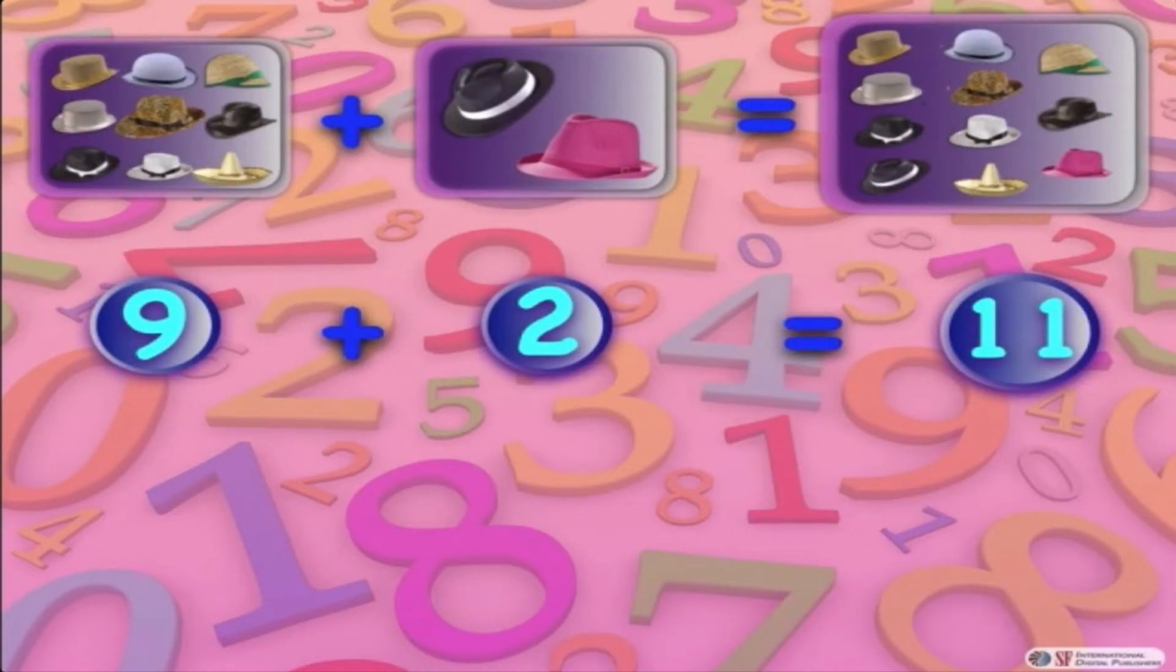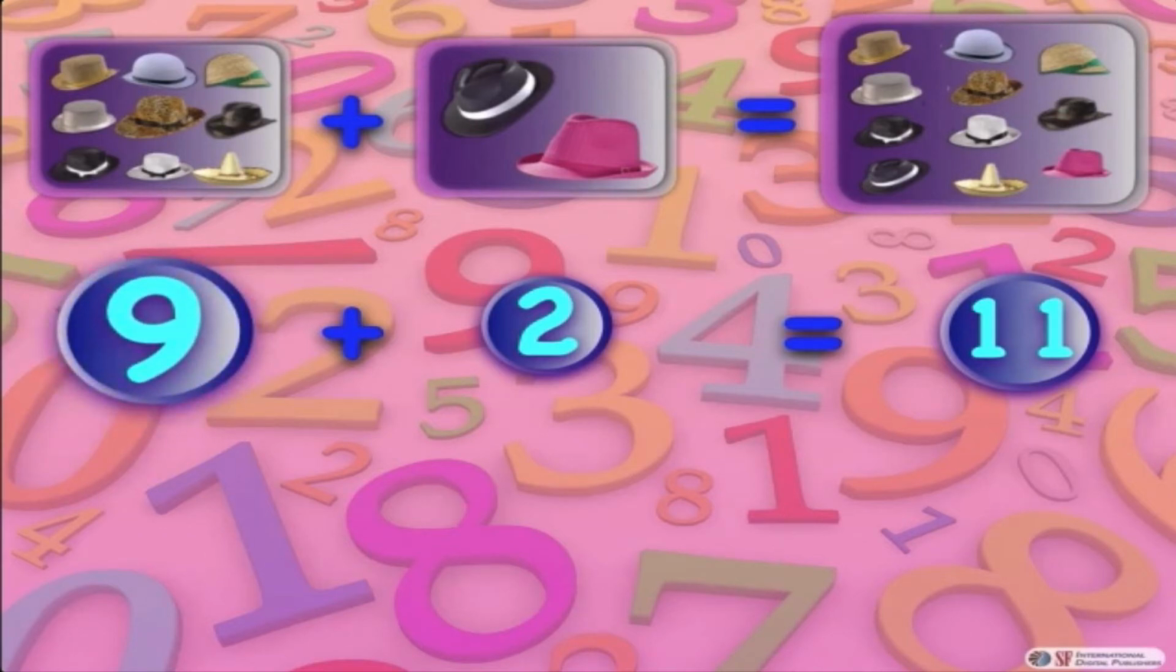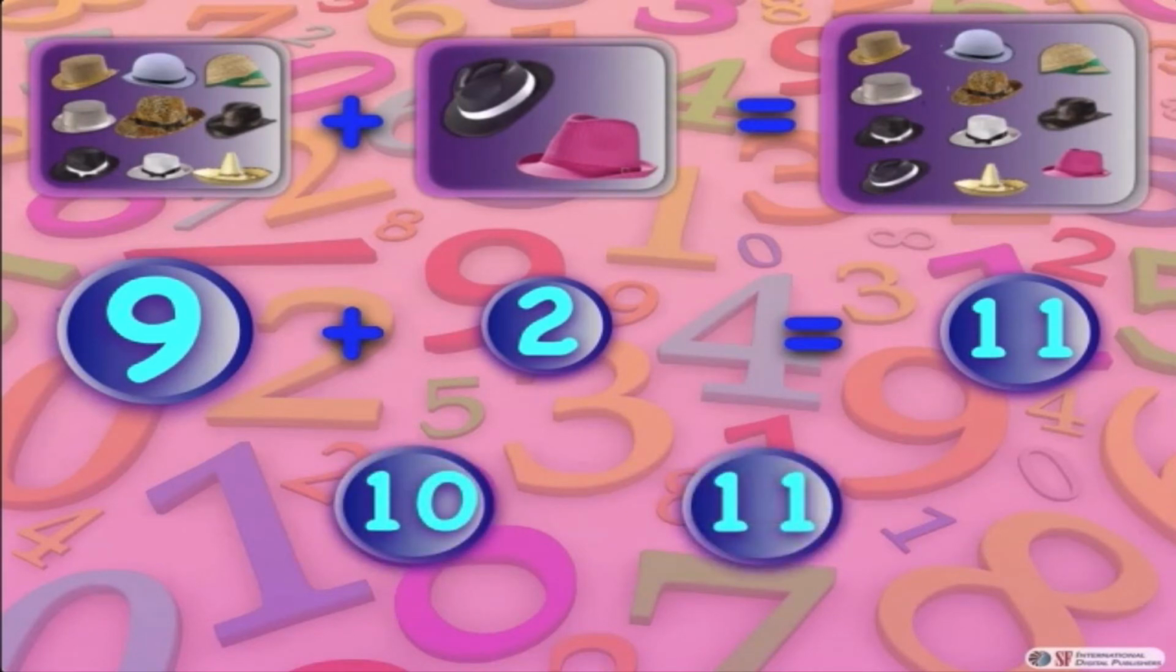Now let's explain how to add 9 hats to 2 hats. From 9 and 2, the greater number is 9, so let's count in ones 2 times from the greater number to get the answer. 10 and 11. So finally, 9 plus 2 is equal to 11.